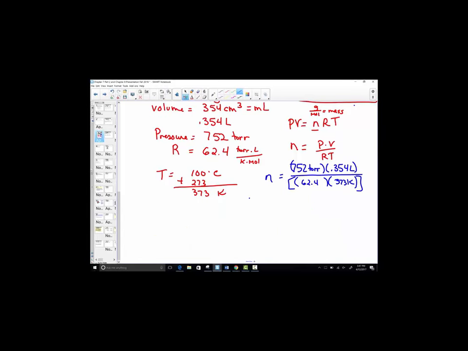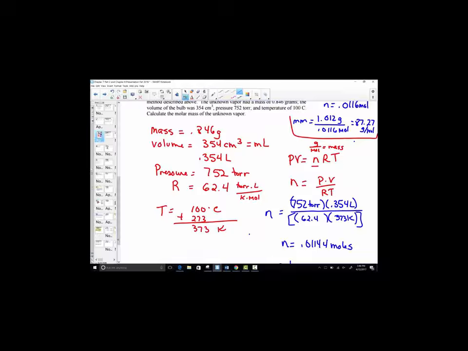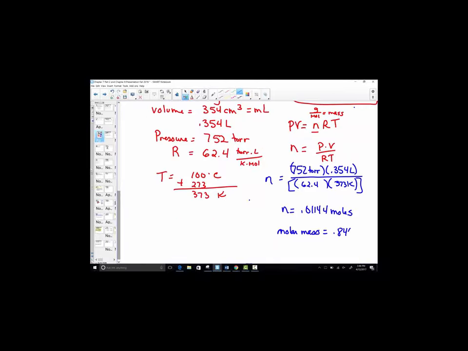Let's solve for n, the number of moles. 752 times 0.354 divided by the product, so inside a parenthesis, 62.4 times 373, close parenthesis. I found n, the number of moles, to be 0.1144. And now to find our molar mass, we simply take the grams, which I forgot, 0.846, and we'll divide that by that previous answer.